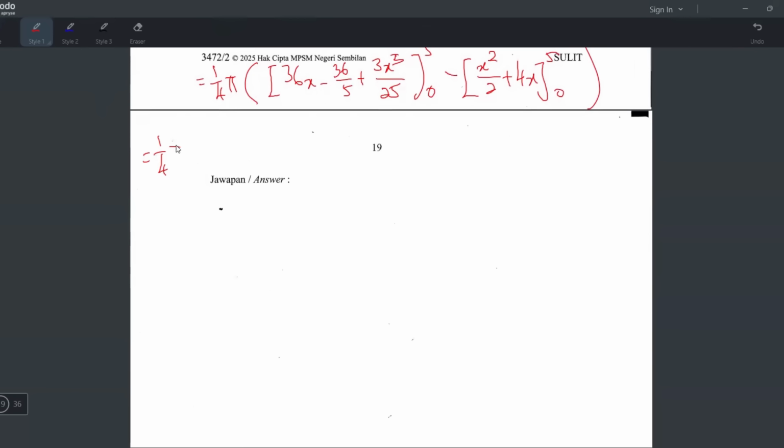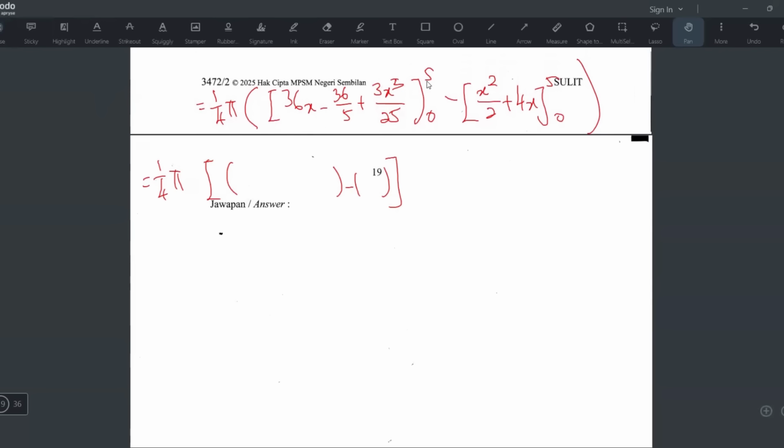So it become 1 over 4 pi. Okay, this one when you sub, it become there will be two brackets like this. One bracket is to sub 5 inside, another bracket sub 0. Okay, I already know the second bracket will be 0 because when you sub 0, you get 0. Okay, sub 5, 5 times 36, 180, and then minus 36 over.